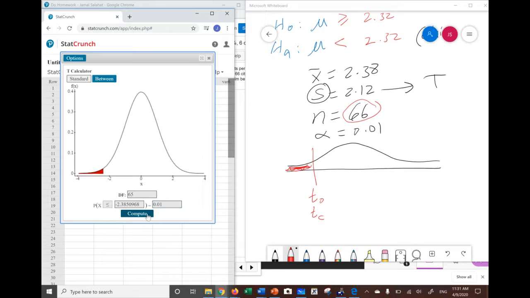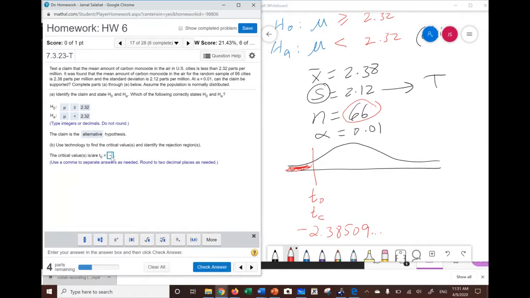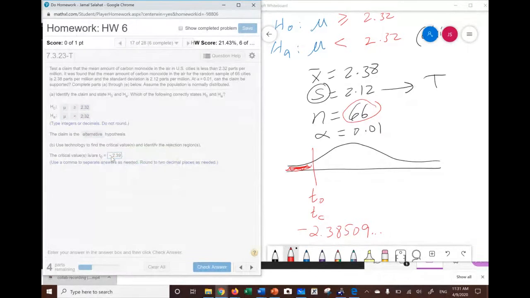If I do all this math correctly, this T critical is going to be negative 2.38509. So let's see how many digits we need. There is only one of them, so I don't need commas or anything. They want the answer to 2 decimal places, which is negative 2.39. So when I put 39, it's the correct answer.